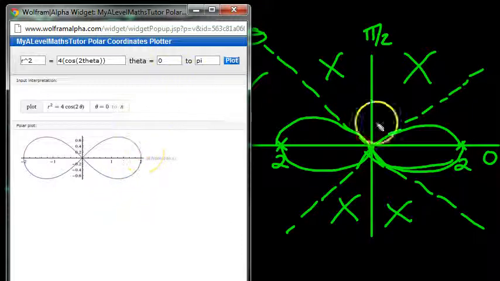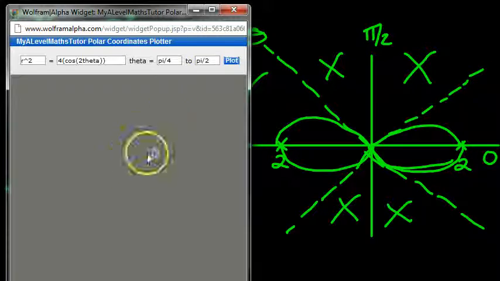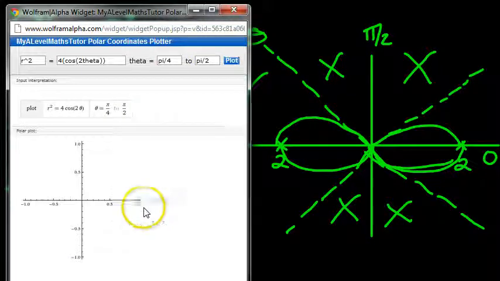And if we went from pi over 4 to pi over 2, just out of interest, I don't think we'll get any output there. So this region here, we're not going to get any plots come out because it won't get a real solution. Yeah, nothing comes out, does it? No? Okay, good.